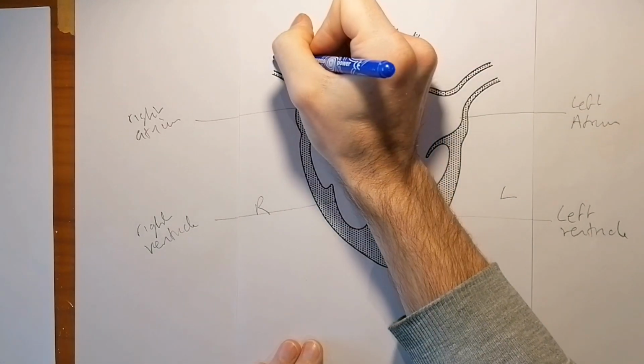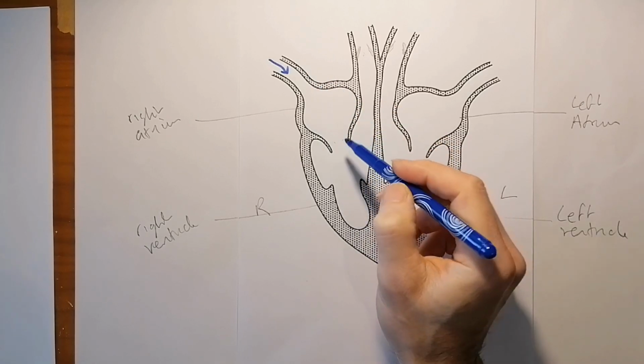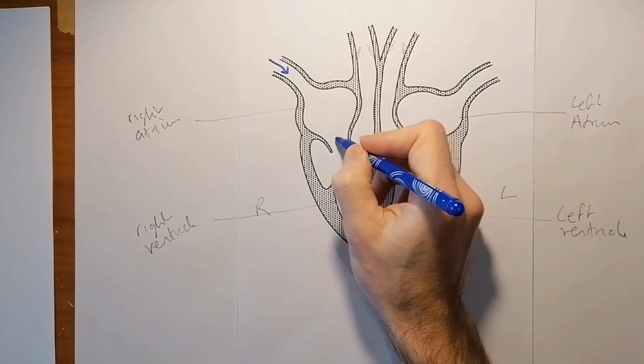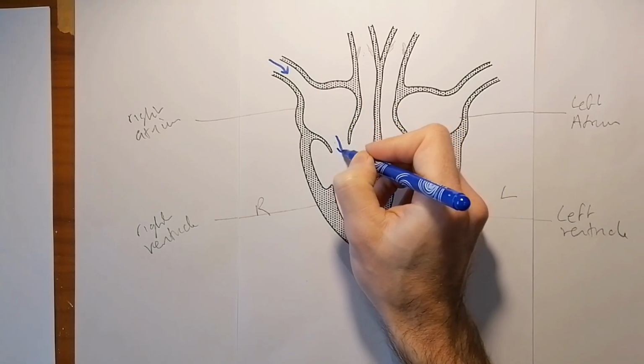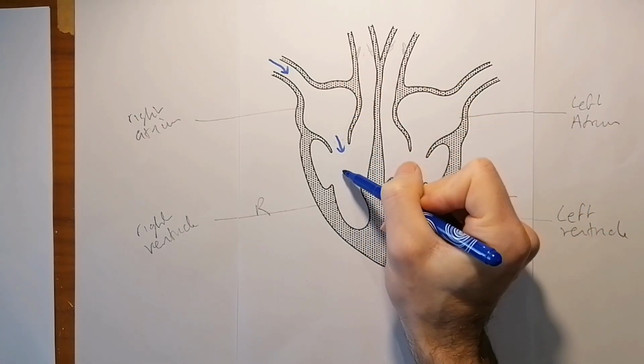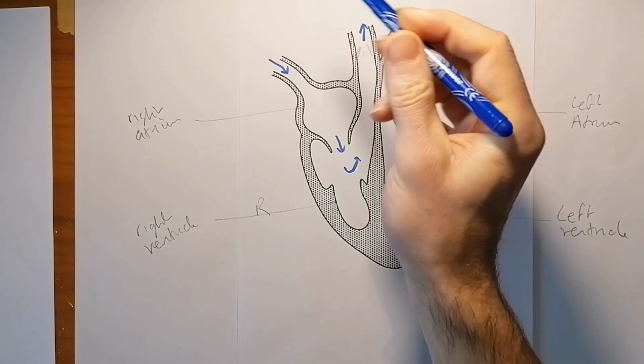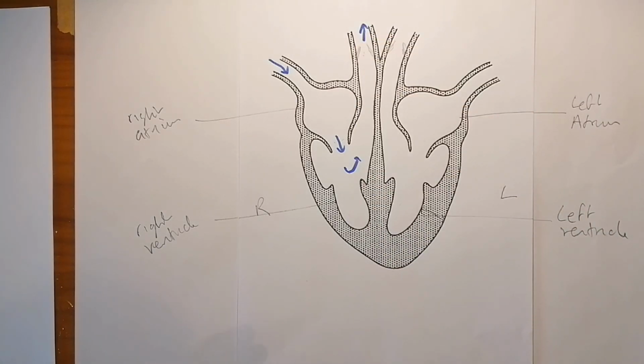Blood enters the heart here via the vena cava. I don't want to put too much of this ink on here for reasons I'll go into. Then when the atria contract, it goes down there into the right ventricle and then up and exits the heart to go towards the lungs.